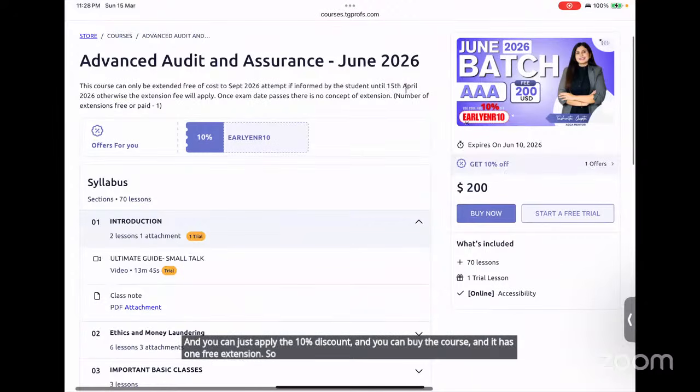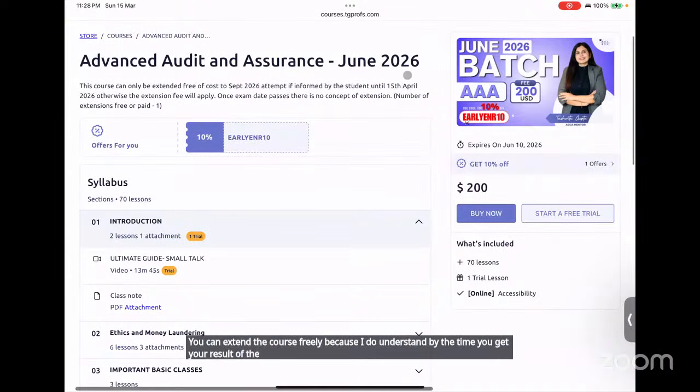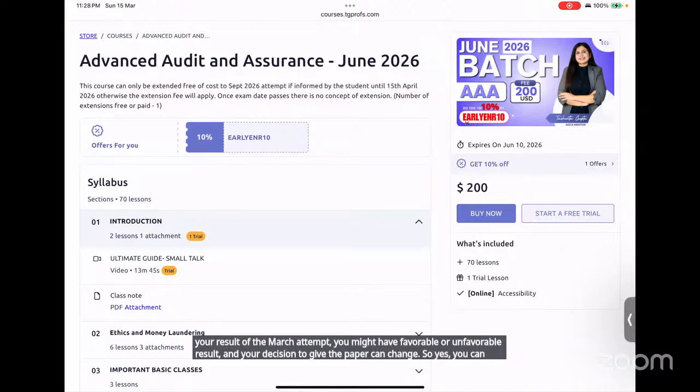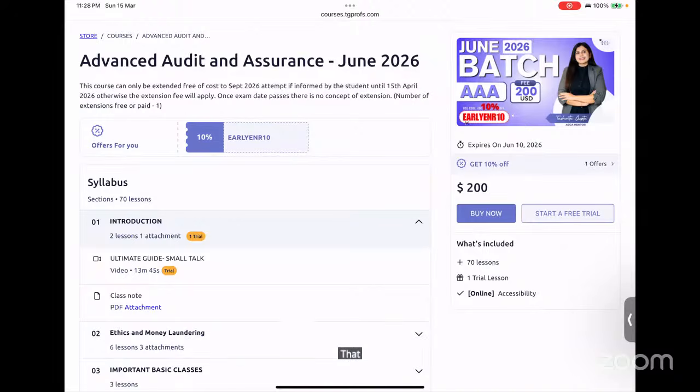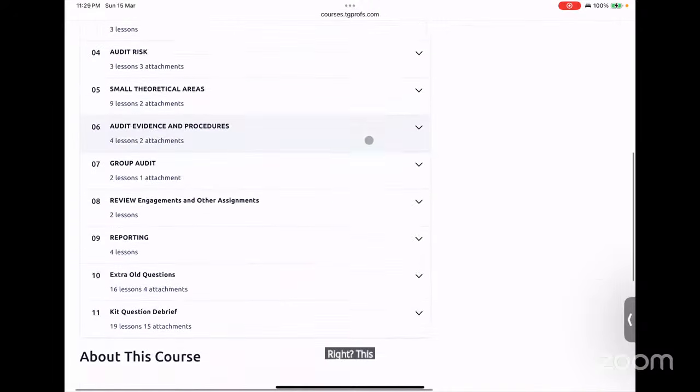The course has one free extension. So if you inform me by 15th of April that, ma'am, I don't want to give this paper in June, I want to give it in September, no problem. You can extend the course freely. Because I do understand by the time you get your result of the March attempt, you might have a favorable or unfavorable result, and your decision to give the paper can change. So yes, you can extend, but it is only once that you can apply for extension. Secondly, the deadline for extension is 15th of April, 2026, right? This is how the things would work.